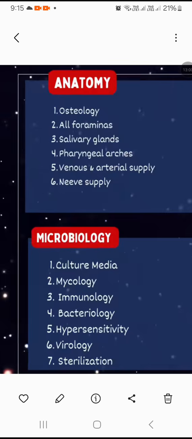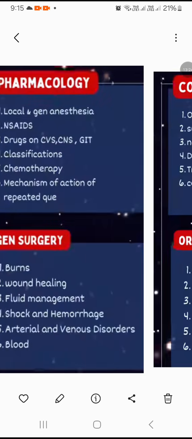Microbiology important topics: culture media, mycology, immunology, bacteriology, hypersensitivity, virology and sterilization. Sterilization is a very important topic, especially autoclave, dry heat methods and hot air oven methods. The duration, the color change, which material is used as an indicator, all this is important in sterilization. I hope it's clear.